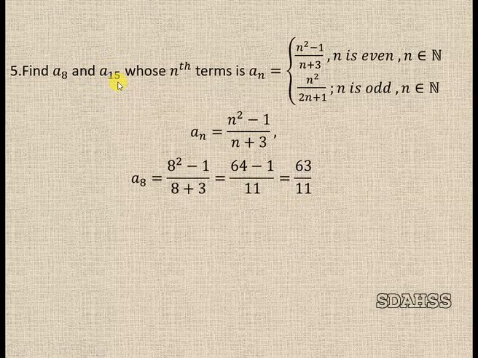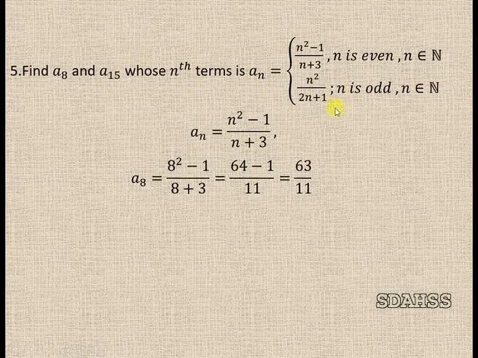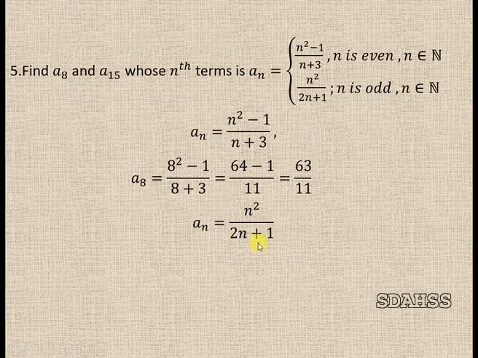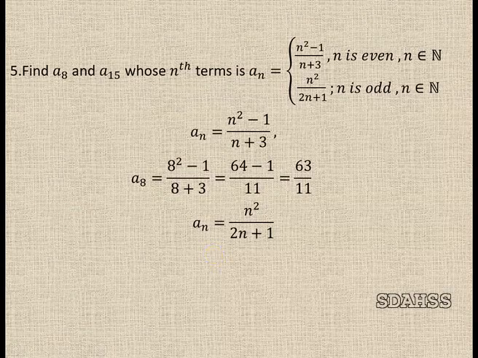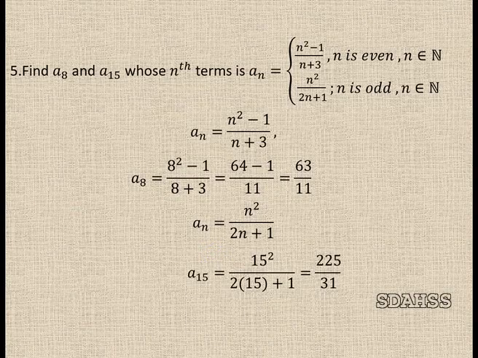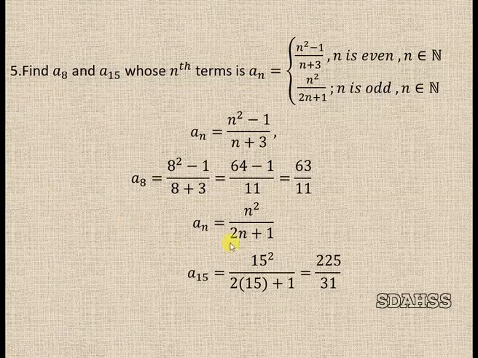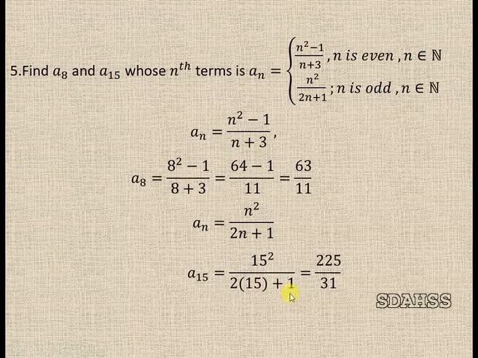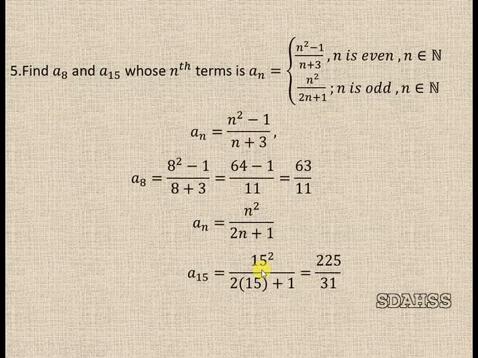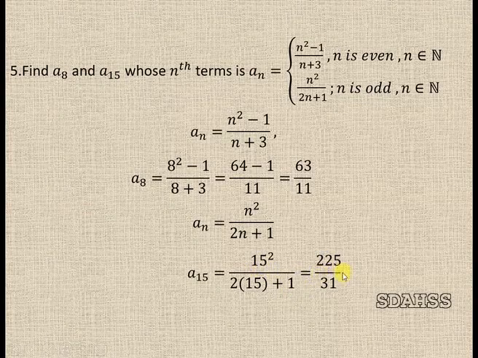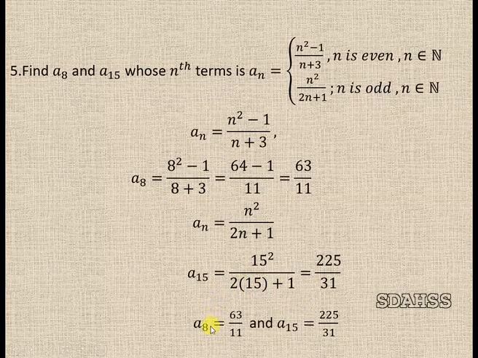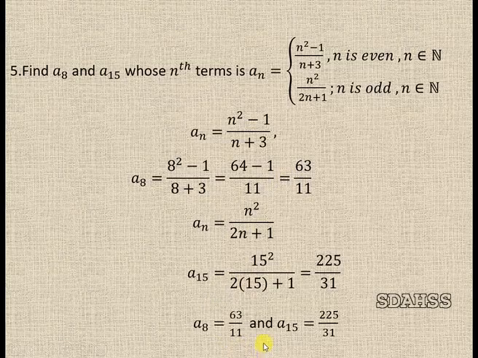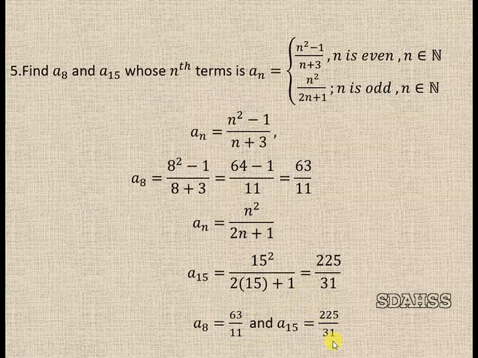Next, we want to find a_15. Here, 15 is an odd number. If it is odd, means you have to use the second function. That is, a_n is equal to n square divided by 2n plus 1. Here, substitute n is equal to 15 in the given function. So, you have a_15 is equal to 15 square divided by 2 into 15 plus 1, which is equal to 15 square means 15 into 15, 225, divided by 2 into 15, 30, 30 plus 1, 31. So, a_8 is equal to 63 by 11 and a_15 is equal to 225 divided by 31.